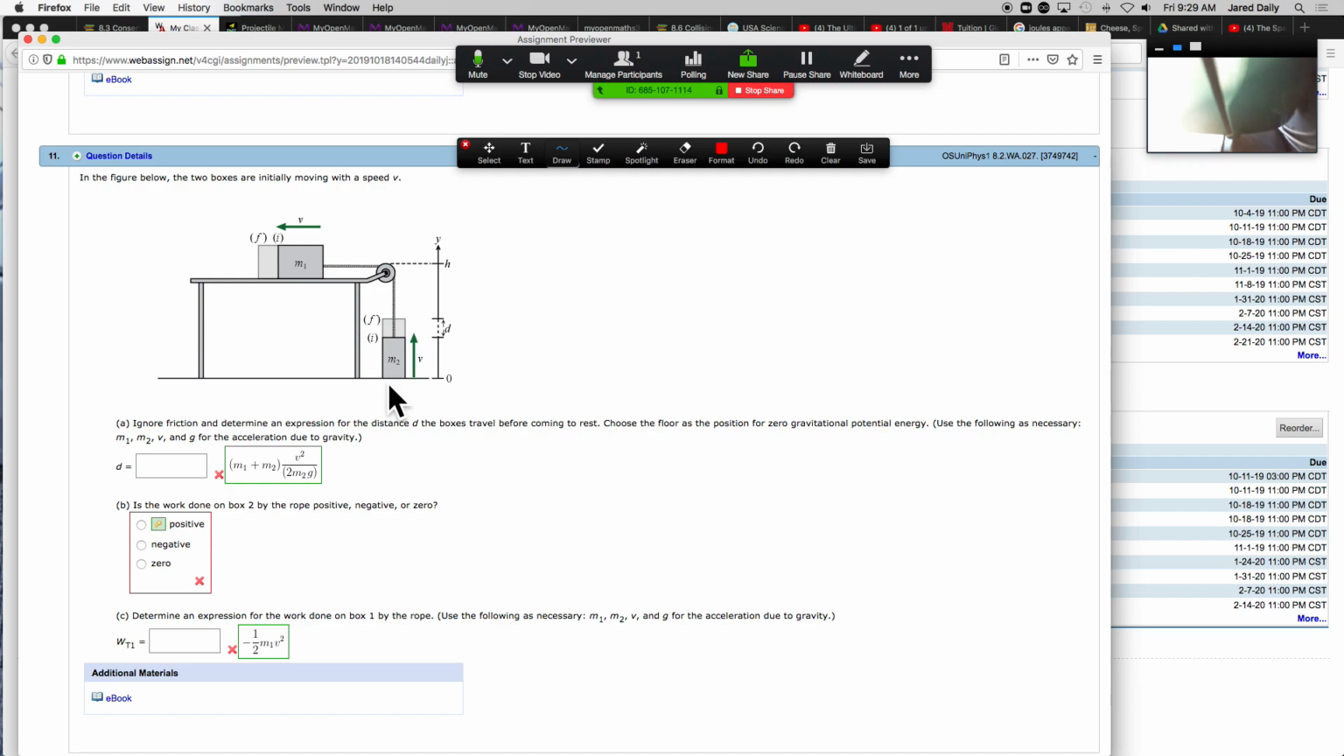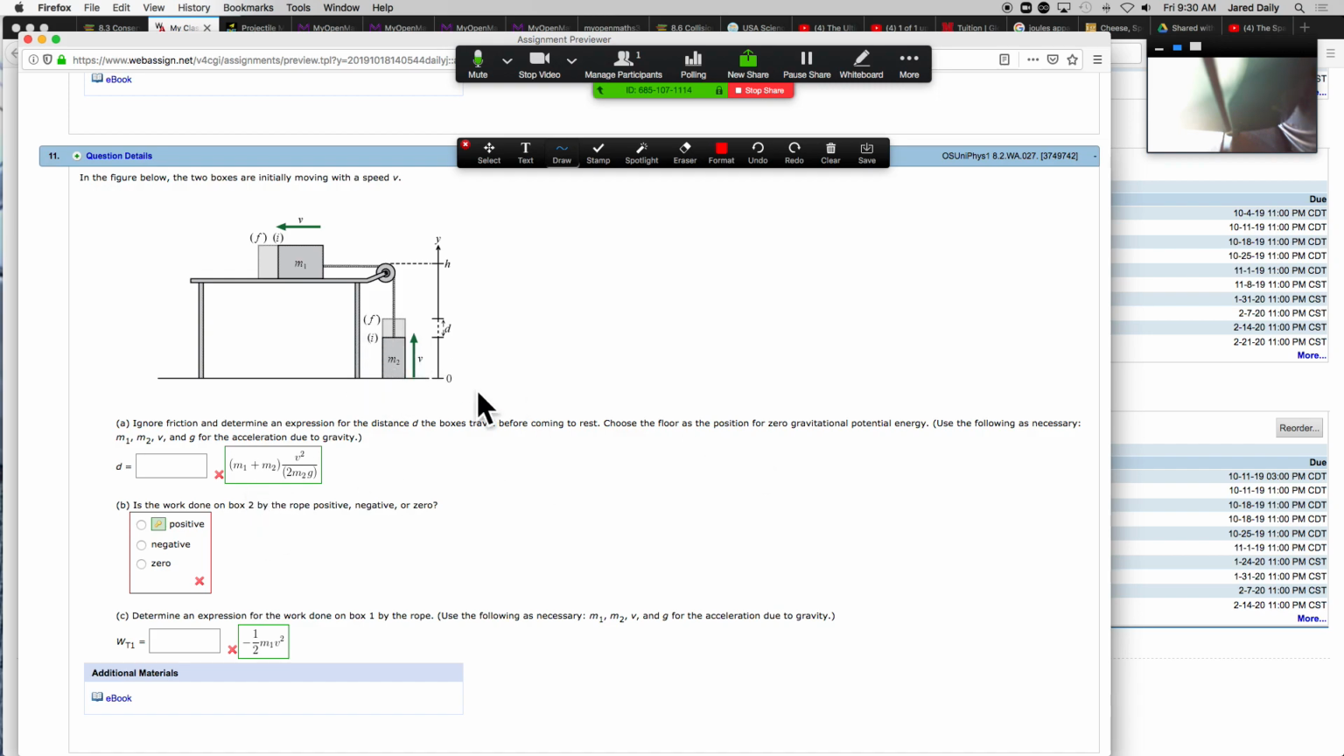So we're going to talk about when box 2 comes to a rest, ignoring friction. We're determining an expression for the distance the boxes travel. Choose the floor as a position for 0 gravity potential energy. Use the following as necessary. Okay. So at the beginning of this system, when this system starts off, what kind of energies does it have? Where is it starting, first of all? It's starting at 0 here, and at some position here, right? Where it is in the position here doesn't change its energy at all. But where it is in its position here does change its energy, right?